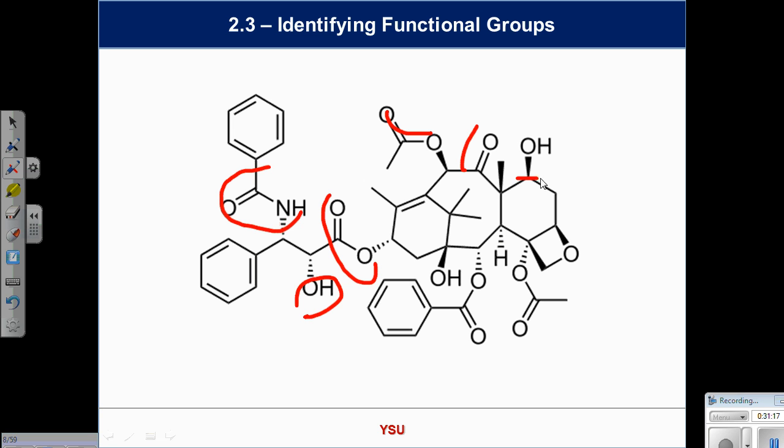I have a ketone there. Secondary alcohol. I have an ether right there. I have an ester there, and a tertiary alcohol right there. You need to know what each of these things are soon so that we can start to apply them.